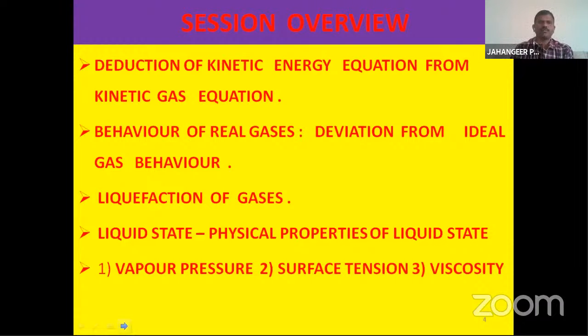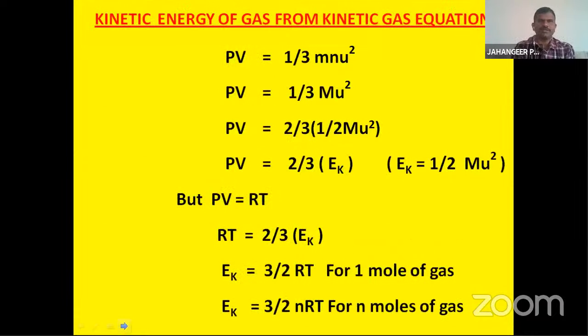Now come to the first subtopic: deduction of kinetic energy of gas from kinetic gas equation. So students, what is kinetic gas equation? Kinetic gas equation we discussed in the last session. The equation of kinetic gas equation is PV is equal to 1 upon 3 mnu square. PV is equal to 1 upon 3 mnu square is the kinetic gas equation.